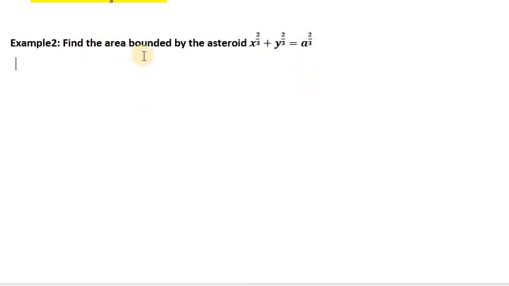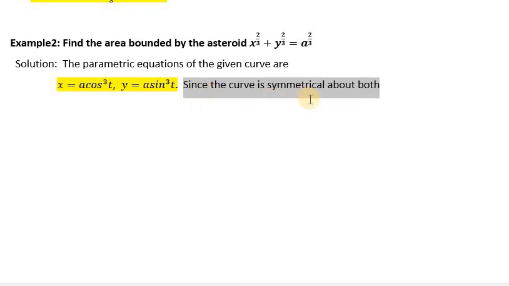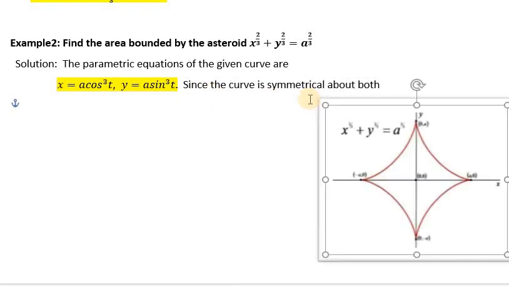Example 2. Find the area bounded by the asteroid x to the power of 2 by 3 plus y to the power of 2 by 3 is equal to a to the power of 2 by 3. Solution. The parametric equations we'll consider here, that is x is equal to a cos cube t and y is equal to a sin cube t, are the parametric equations of the asteroid. Then the curve is symmetrical about both the x and y axis. In this figure, we have represented the asteroid. See, this is symmetrical about both x axis and y axis.